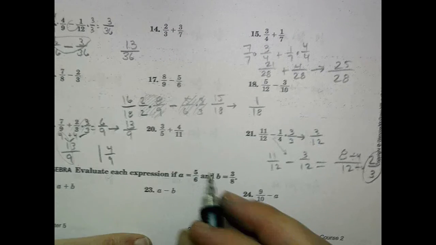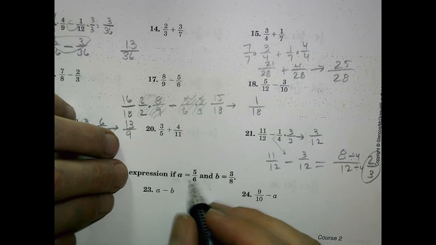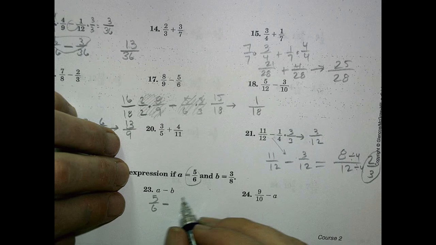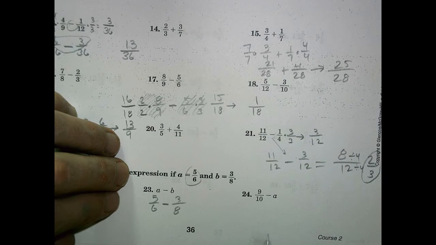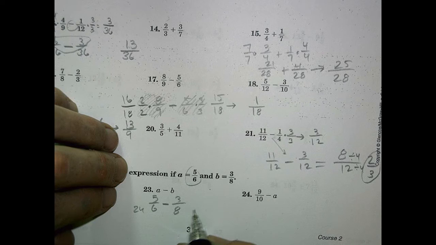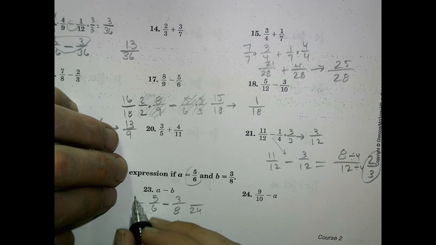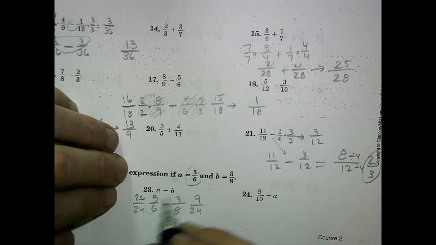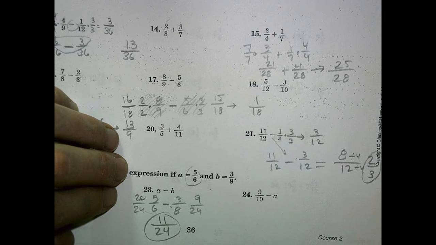One final one for you to look at was this one with a variable. We plug in 5/6. We subtract b, which is 3/8, and then we do the work. This is going to be 24 as our denominator. That's times 4. 5 times 4 is 20. Times 3. 3 times 3 is 9. So denominator stays 24. 20 minus 9 is 11. And that's our last one.